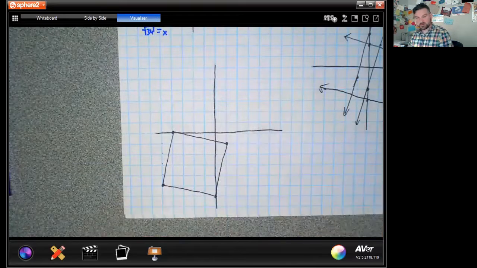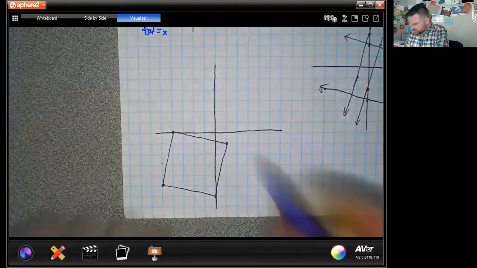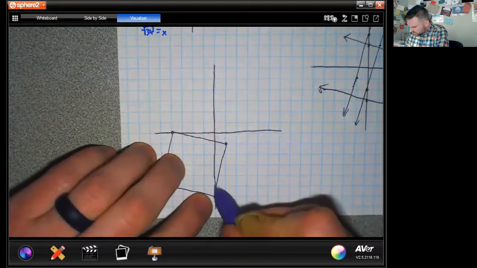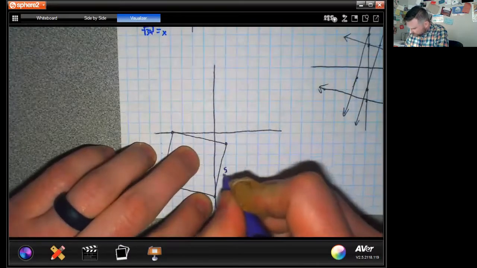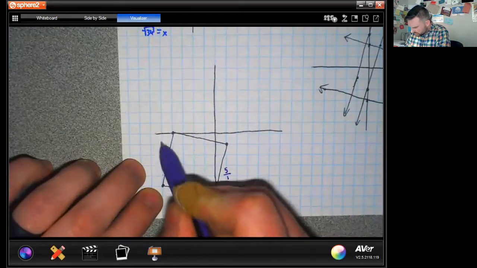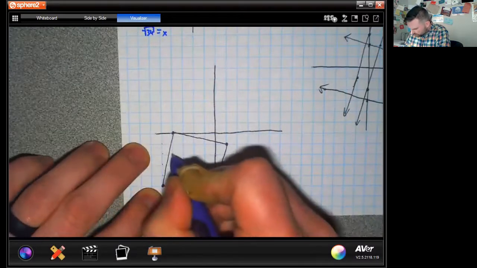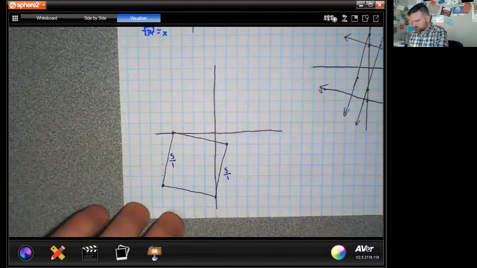Okay. The first thing I want to do is look at the slopes of everything. Okay, which is rise over run. So 1, 2, 3, 4, 5 over 1. Okay, let's look at this one. 1, 2, 3, 4, 5, right 1. Okay, so those are parallel.